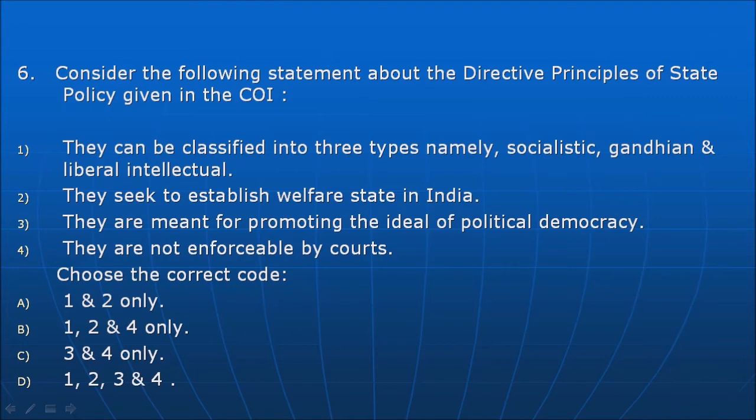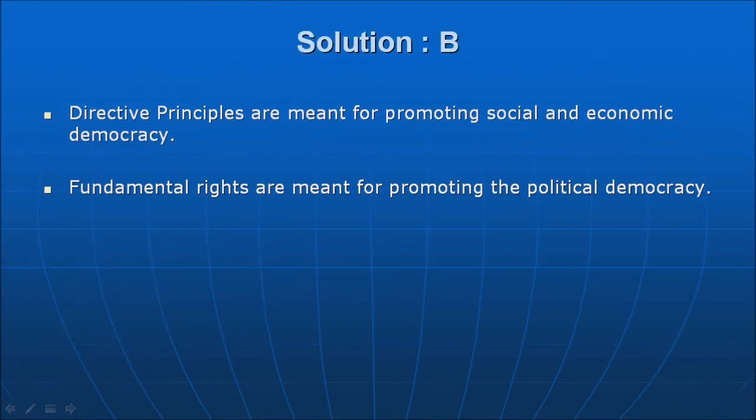Let's see the solution. So the directive principles are meant for promoting social and economic democracy. So it is very important. The directive principles are meant for promoting social and economic democracy in India, whereas the political democracy is being promoted by the fundamental rights of the citizen. So there is a very important difference between the fundamental rights and the directive principles of state policy. I hope you understood that concept.